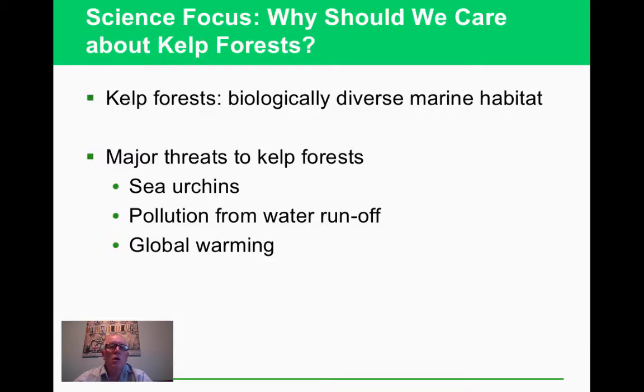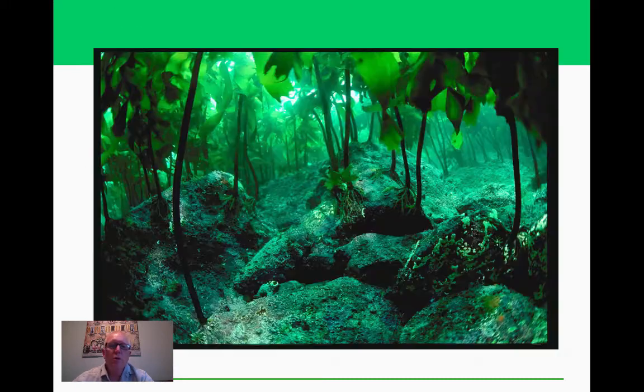All right, so here we are back to the kelp forests. And like I said before, they are very diverse. So there's lots of biodiversity there. There's lots of reasons we know we like to preserve biodiversity, or that seems to be a good thing to do. And as I mentioned before, the kelp forests are in danger from sea urchins, and that's why we need the otters to take care of the sea urchins, and also from pollution, and from the warming of the sea temperatures as well.